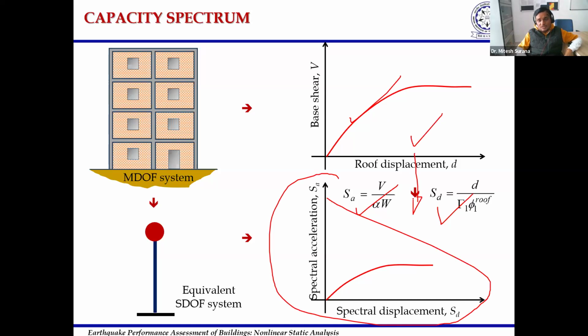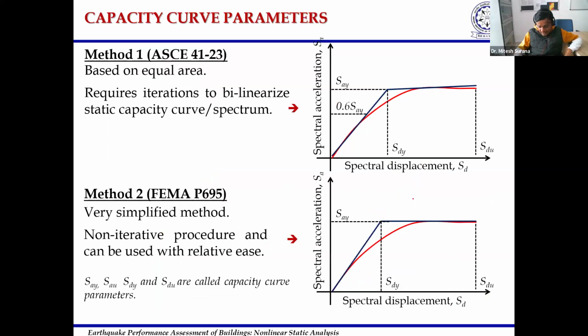After this, we also need to do bilinearization of the capacity curve. That means, because our actual force displacement curve is in the form of a curvilinear shape, it is easier to deal with lines rather than a curve. There are different methods by which we can convert them into an equivalent bilinear curve.